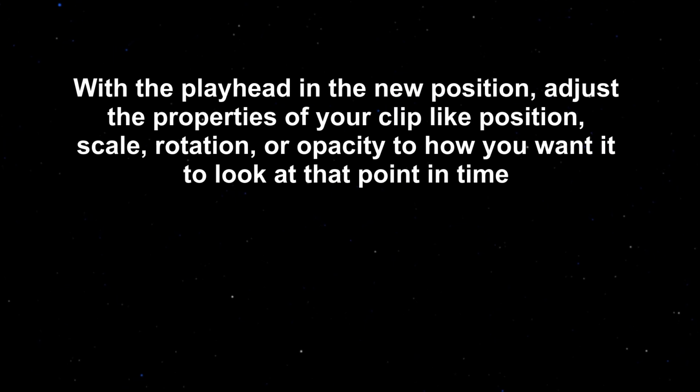Now, move the playhead on the timeline to where you want your animation to change. This is where you'll add your second keyframe. With the playhead in the new position, adjust the properties of your clip like position, scale, rotation, or opacity to how you want it to look at that point in time. CapCut automatically creates a new keyframe reflecting these changes. The transition between the two keyframes creates the animation.